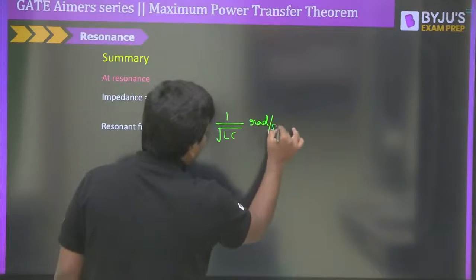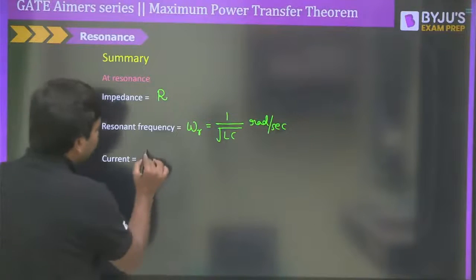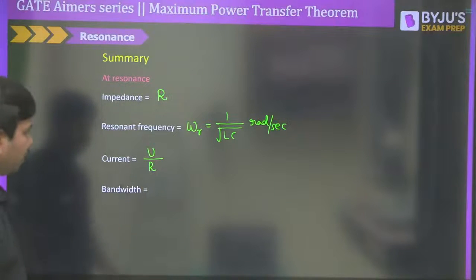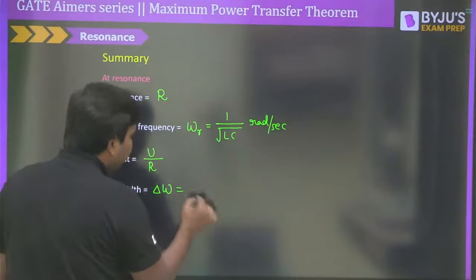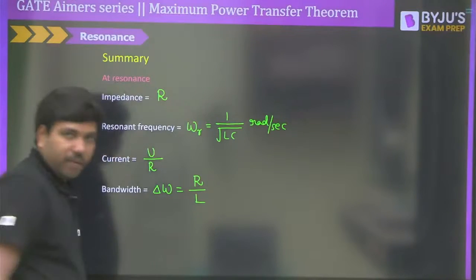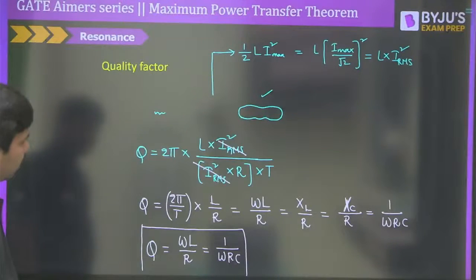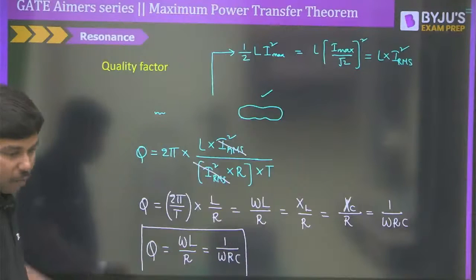Excellent. Right, moving ahead, next, current equal to, how much is the current? Current is simply V divided by R here. And bandwidth, which is actually nothing but delta omega, is equal to R divided by L here. Correct? This is what exactly we got. R divided by L. Correct or not? So just look at that. Yes, R divided by L. Already I told you. In fact, I have proved it, right?